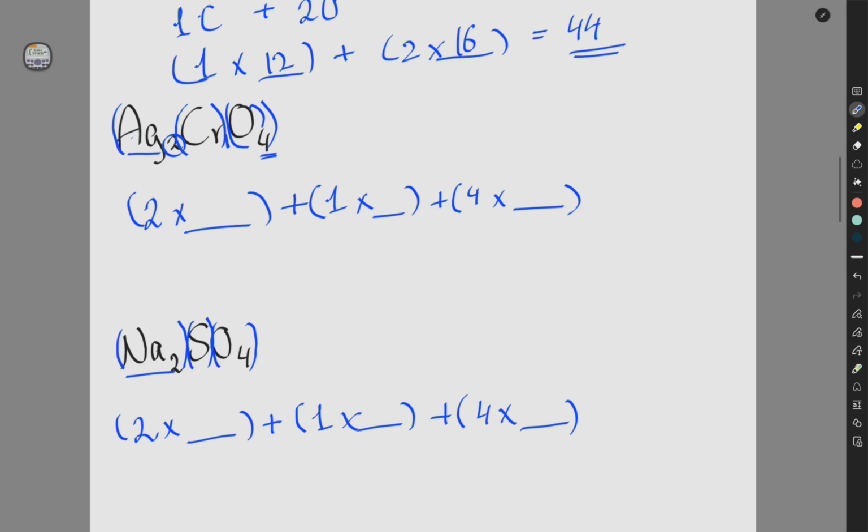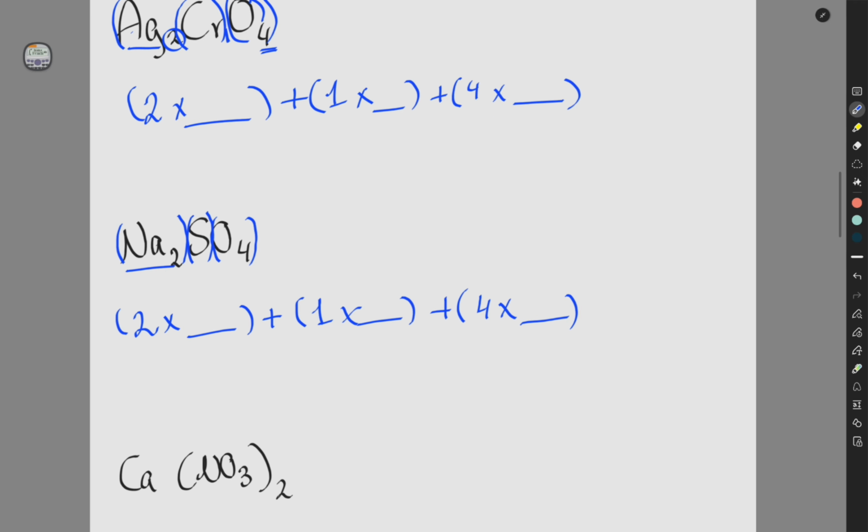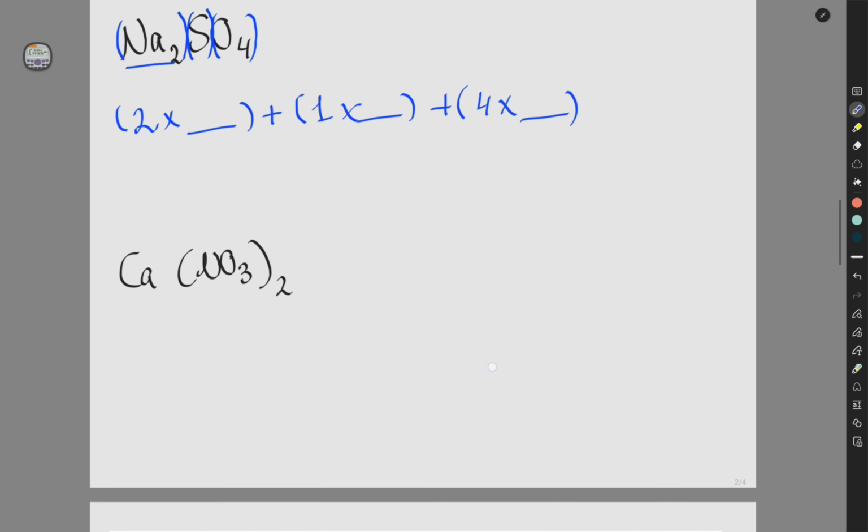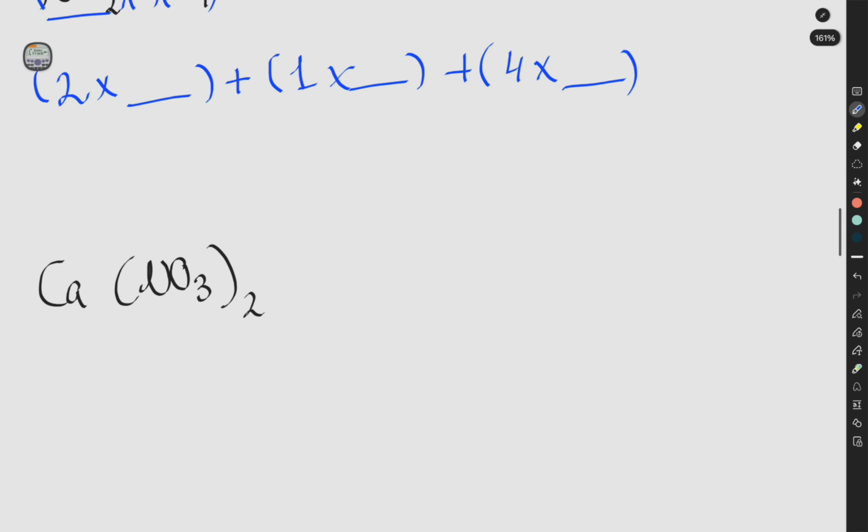I'll be sending these with the actual answers, so you can compare whether you actually got it correctly or not. But this is the example I've been waiting for. What do you do when you have a bracket? What does a bracket mean?